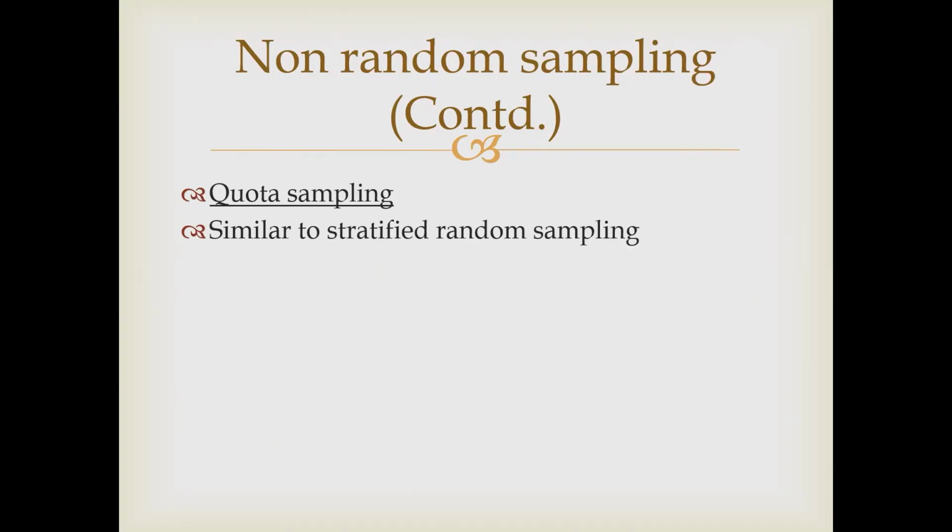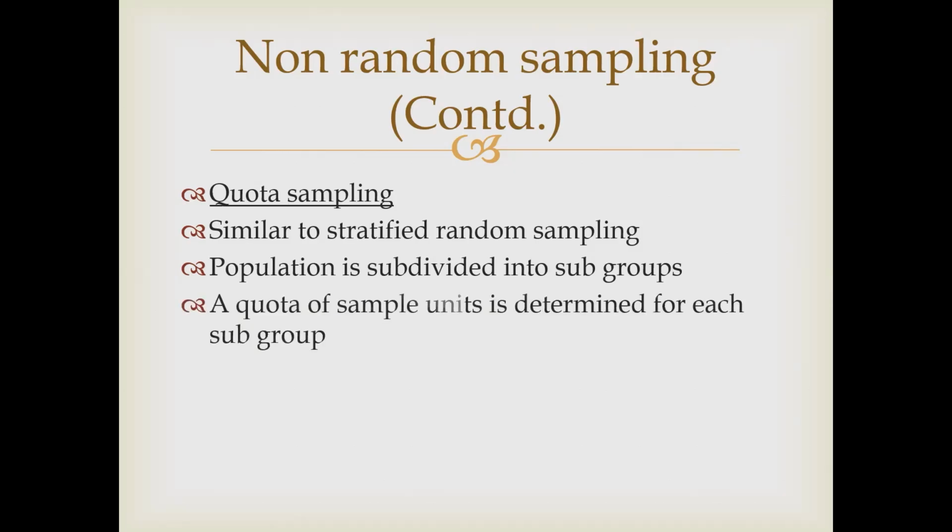The population is already divided into strata, groups which are not similar. Here also the population is subdivided into subgroups. You are not dividing, the population is already subdivided into subgroups, and a quota of sample units is determined for each subgroup. Because subgroups are different, each group is different from the other groups. So from each group, you are selecting a quota of sample units.